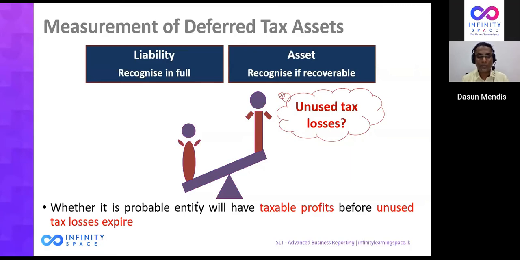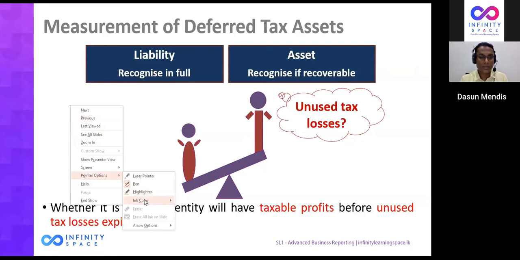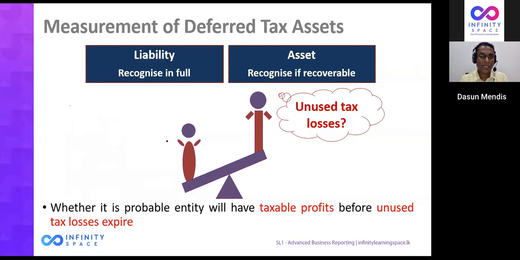Okay. Right. Moving on to the next element, that is deferred tax assets. I discussed this concept of deferred tax earlier, deferred tax liabilities and deferred tax assets. The theory is, accounting standards are developed based on the prudence concept. If you have a deferred tax liability, you recognize it in full. But if it is a deferred tax asset, you recognize it if recoverable. What does that mean?